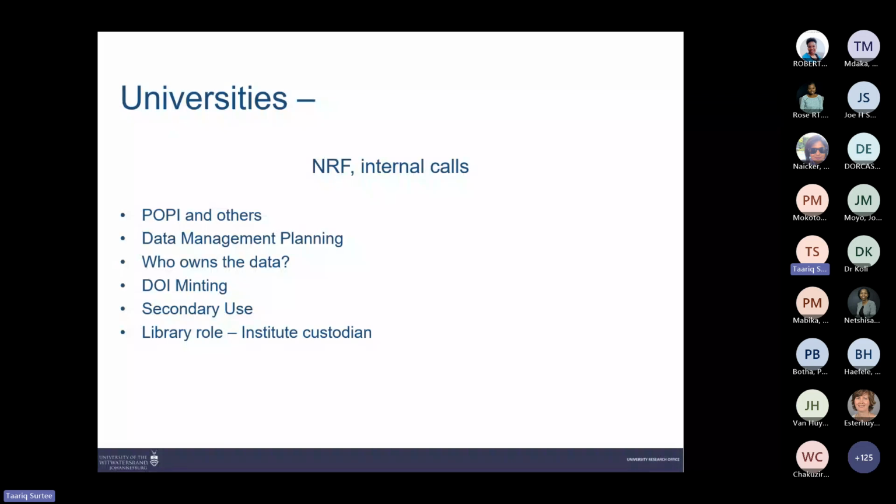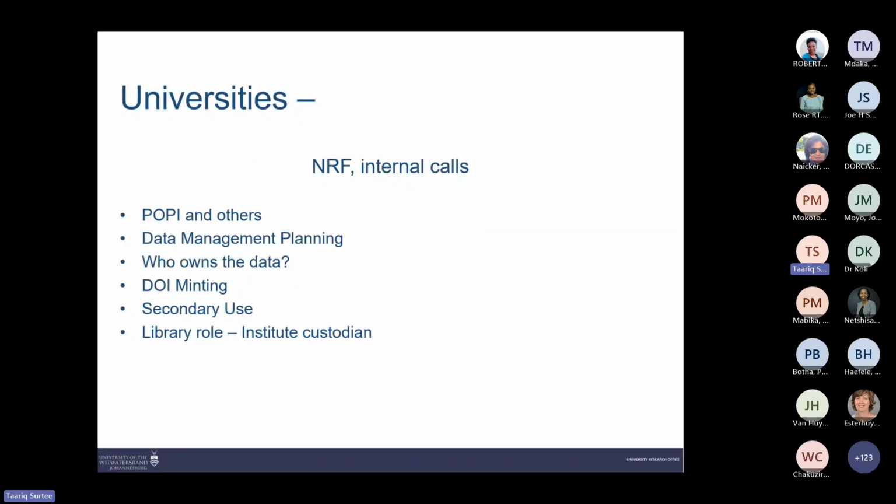There is the NRF, where we apply for funding, and there are internal calls where the universities and institutions themselves give money for research. At this level, in most cases, POPI would be the biggest act that we need to comply with. And sometimes if we're doing cross-border research, there would be others. So we need to be quite familiar with POPI if we are getting NRF calls, NRF grants, or internal calls.